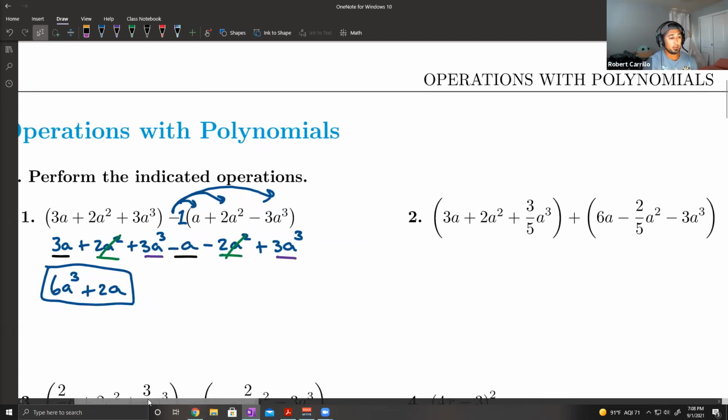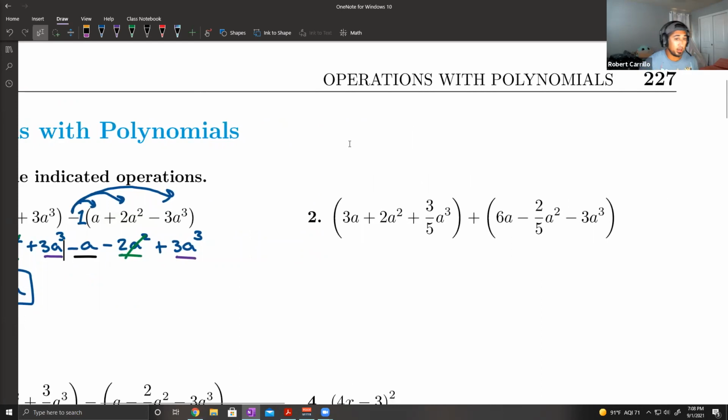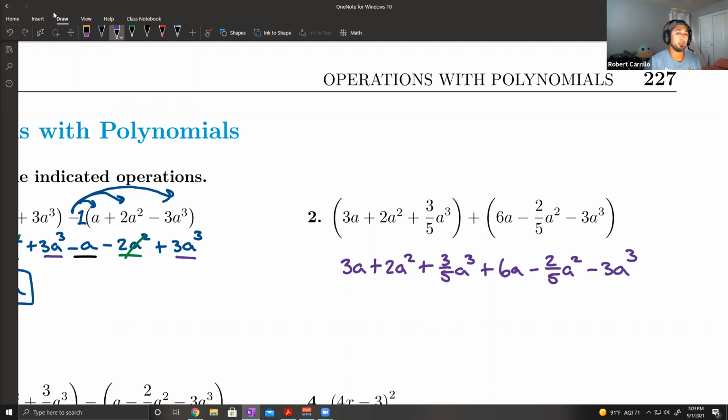Okay. So next one is 3a plus 2a squared plus 3 fifths a cubed plus 6a minus 2 fifths a squared minus 3a squared. Now we see that these terms are connected by addition. So there's nothing to distribute into the parentheses to the right. That means for this problem, we just take the parentheses off. So 3a plus 2a squared plus 3 fifths a cubed plus 6a minus 2 fifths a squared minus 3a cubed. So everything remains the same.